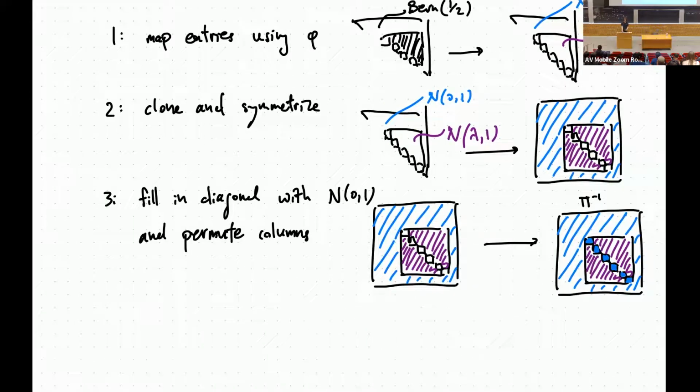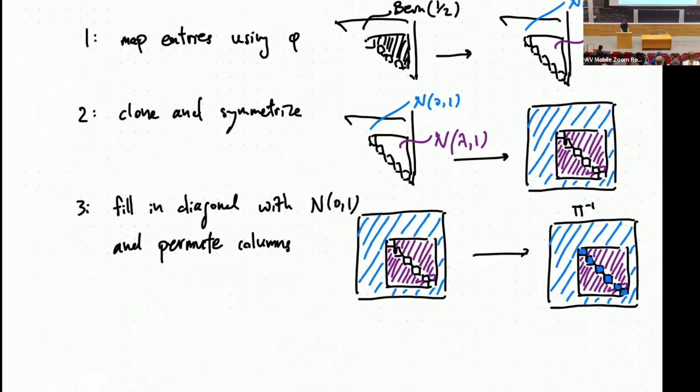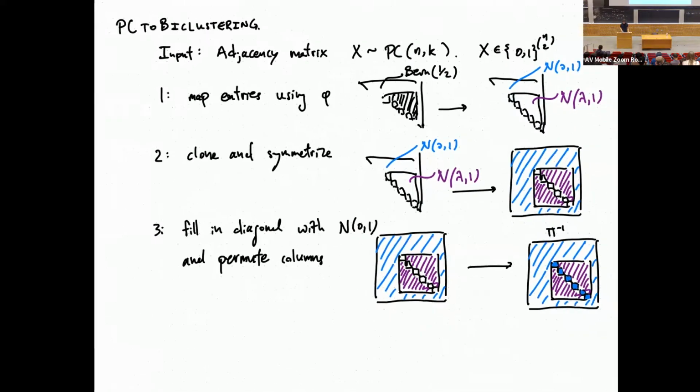Now, if there was no purple thing, if there was no planted submatrix at all, then of course it's totally fine to just put a bunch of standard Gaussians there to fill in the diagonal. That's exactly the right thing. Turns out it's also fine, even if there is this planted thing, because those are somehow relatively very few entries. Okay, so we'll return to that in a little while.